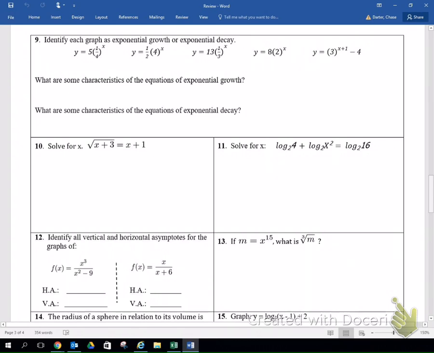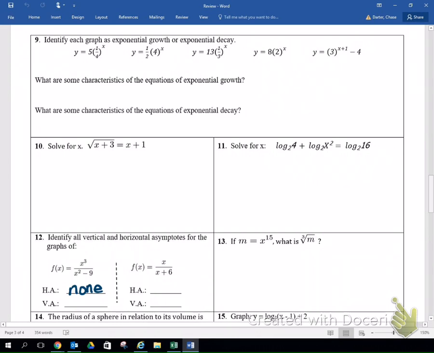But the first one, if the degree of the top is bigger than the degree of the bottom, which in this case is true because the degree of the numerator is 3, the degree of the denominator is 2, because by degree we mean highest exponent. If the numerator is bigger than the denominator, then we do not have a horizontal asymptote.